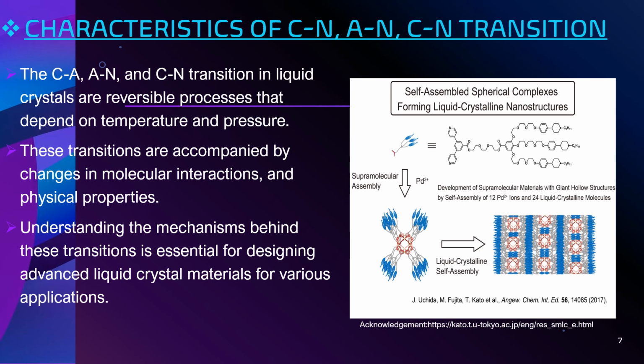In the CN transition, the liquid crystal molecules change their alignment from a helical structure to a more random orientation. This results in a loss of the helical ordering and the formation of a uniform director field. Understanding the mechanism behind this transition is essential for designing advanced liquid crystal materials for various applications.